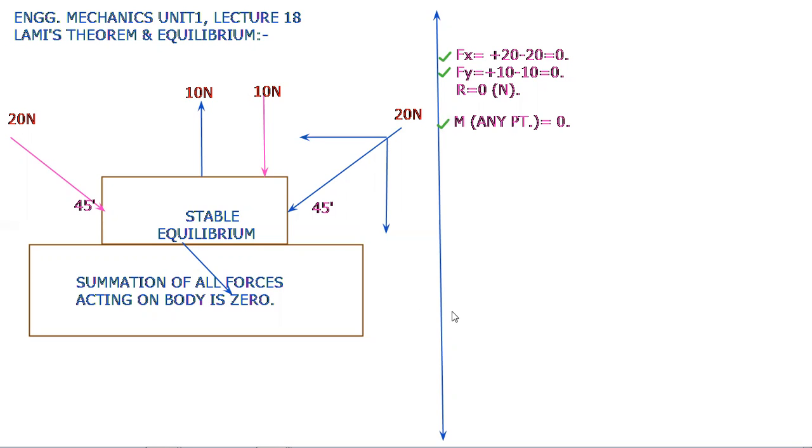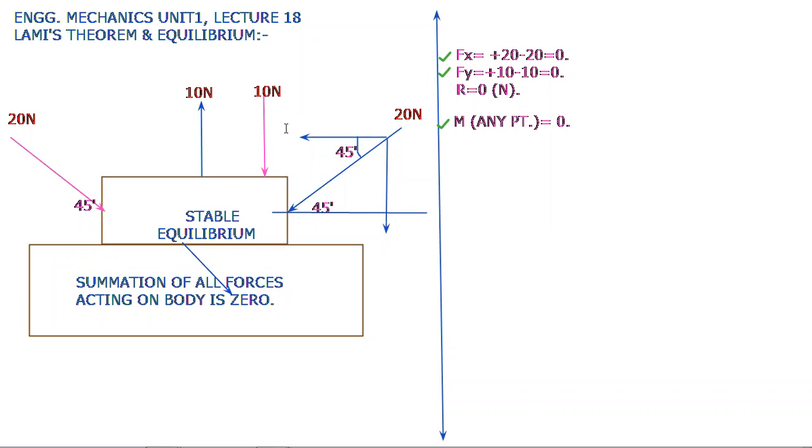Okay, now if this angle is 45 degree, then the opposite angle is also 45 degree, by the property of opposite angles. Now if this angle is 45 degree, then you can split this as 20 cos of 45 and 20 sine of 45.